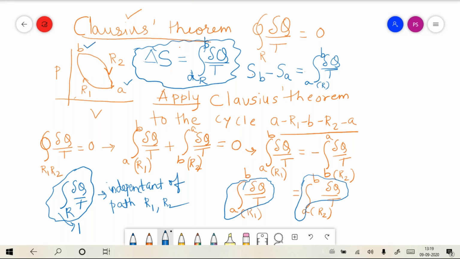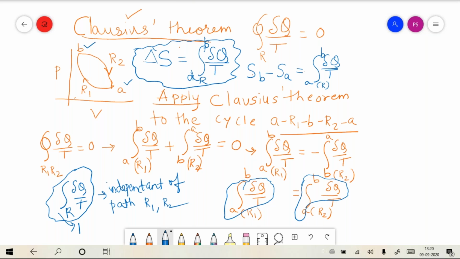Now, what did we prove using the second law concept? We proved the Clausius theorem. And what is the Clausius theorem? The Clausius theorem is that if you take any reversible cycle and do the cyclic integration, then del Q by T for a reversible cycle is equal to 0. That is the Clausius theorem.